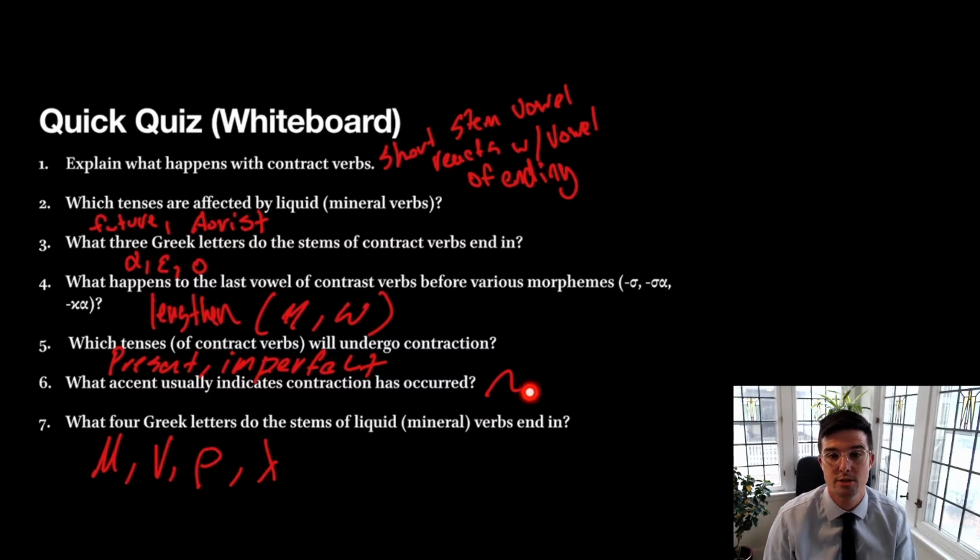We'll also see the circumflex as a result of contraction for things going on with liquid verbs as well. So the circumflex isn't necessarily a sign of a contract verb. It might also be a sign of a liquid verb. But what it does indicate is that something fishy has gone on that deserves your further investigation with respect to what kind of verb it might be. And then lastly, the 4 Greek letters of liquid verbs are going to be mu, nu, rho, or lambda.